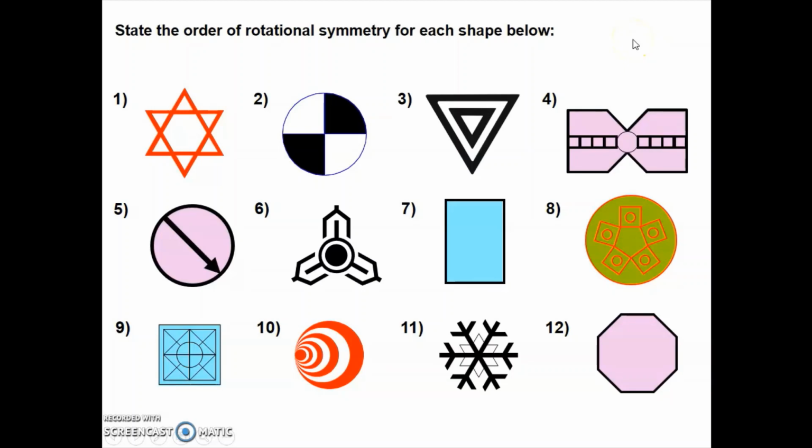Okay, so what I want you to do at this point is look at each shape on the screen, visualize that rotation that we just looked through on the previous slide, and think about the order of rotational symmetry that each shape would have. So for all 12 questions, could you identify the order of rotational symmetry? You may want to pause the video at this point as you have a think about all 12 questions.